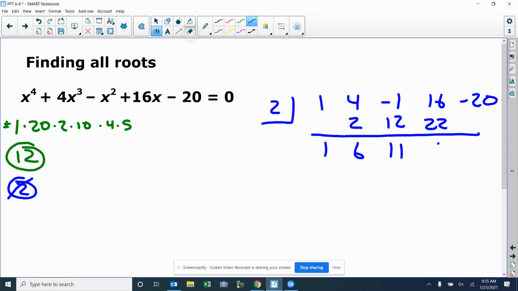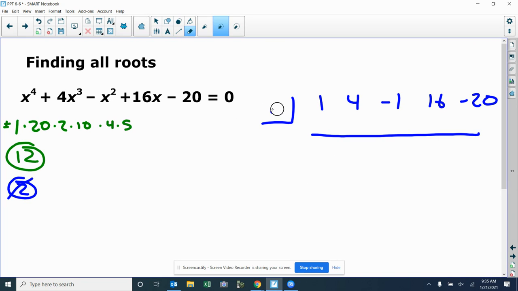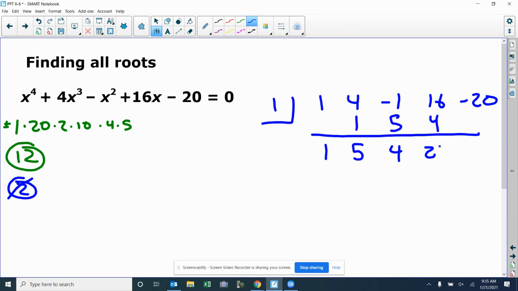Anybody got another? Positive 1. Positive 1, thank you. So let's try positive 1. 1 comes down, 1 times 1 is 1, that gives me 5, that gives me 5 there, that gives me 4 here, that gives me 4 here, which gives me 20 here, which gives me 20 here. Yes! We have 1.